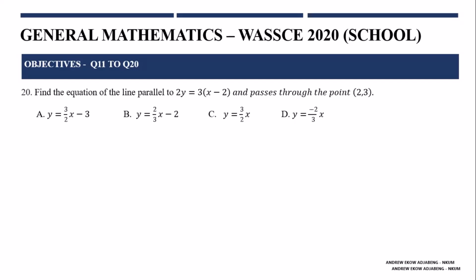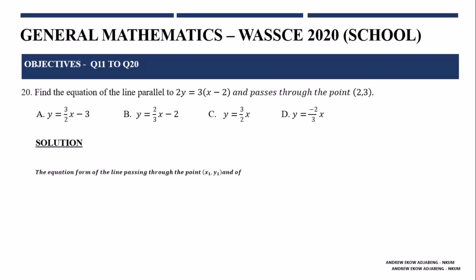Question 20. Find the equation of the line parallel to 2y equals 3 minus 2x, all in bracket, multiplying 3, and passes through the point 2, 3. These are possible solutions. Let's look at the right solution.